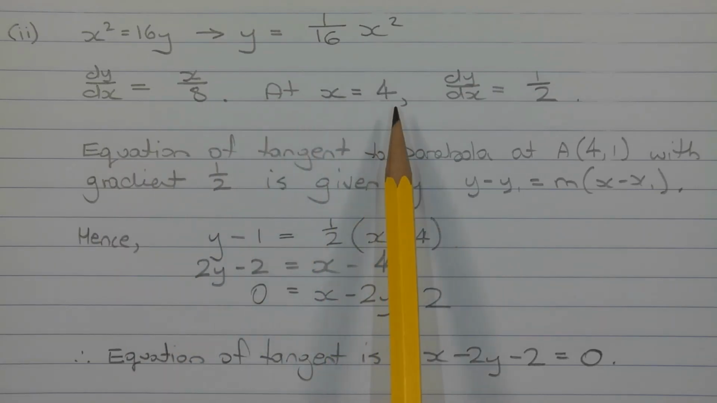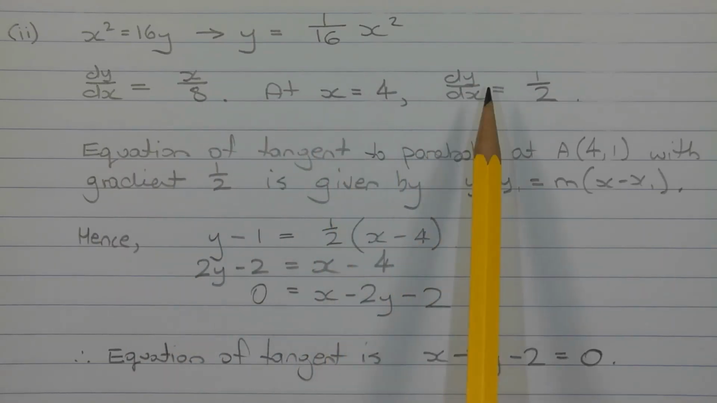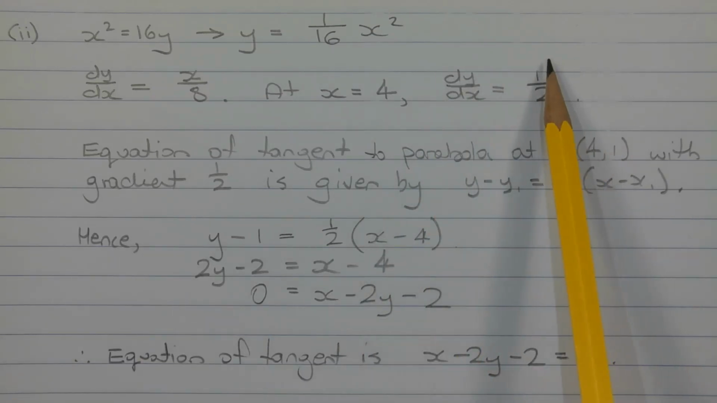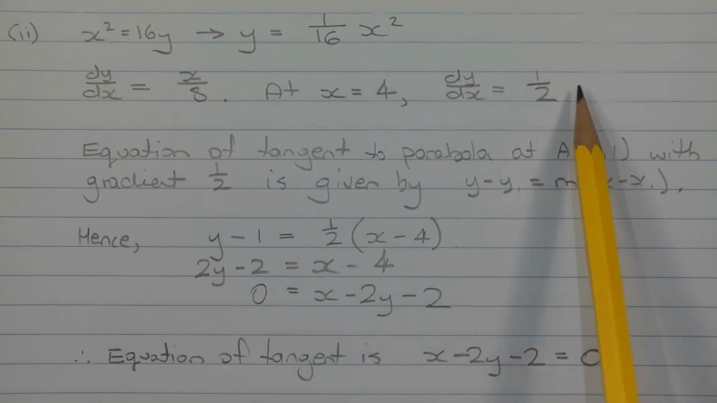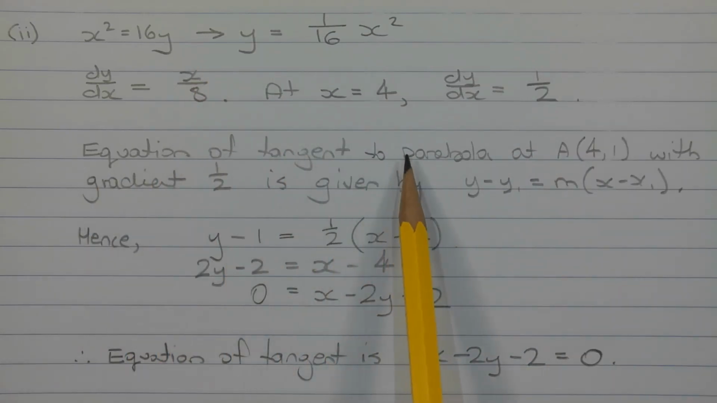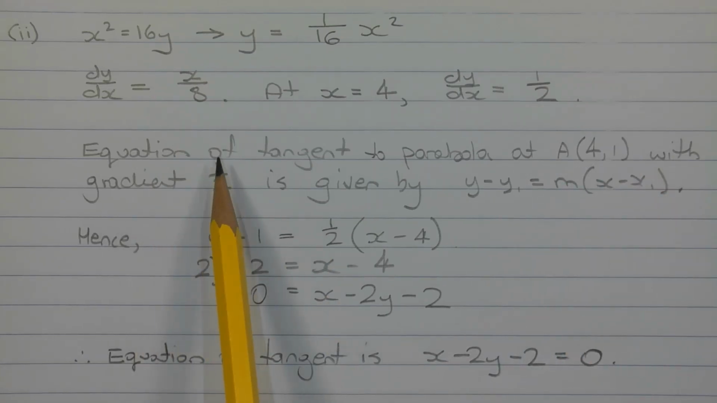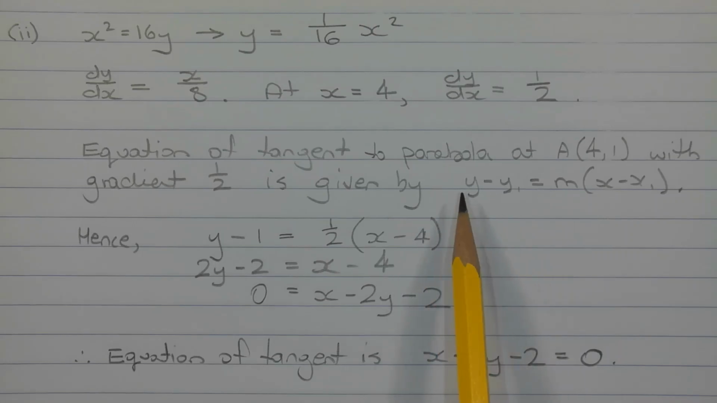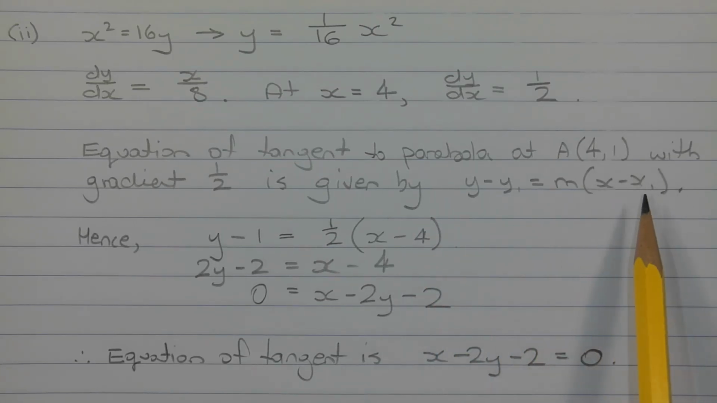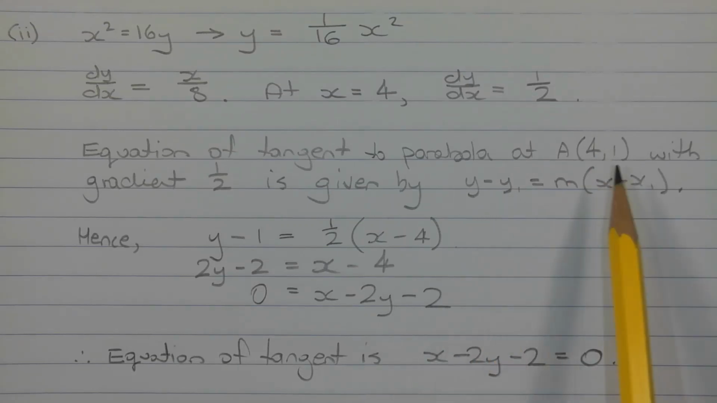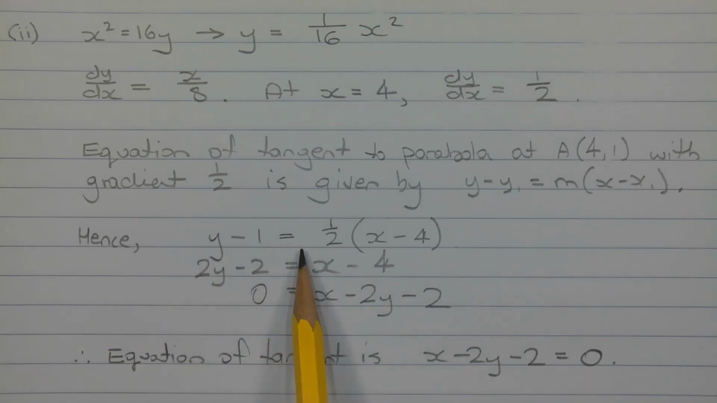Now at x equals 4, the x coordinate of point A, the value of dy/dx, which represents the gradient of the tangent at point A, is 1 over 2. So we have 4 over 8, which simplifies to 1 over 2. Now the equation of the tangent to the parabola at the point A with coordinates (4, 1) with gradient 1 over 2 is given by the point gradient formula: y minus y1 equals m times (x minus x1), where x1 is 4, y1 is 1, and m is 1 over 2. Hence, y minus 1 equals 1 over 2 times (x minus 4).